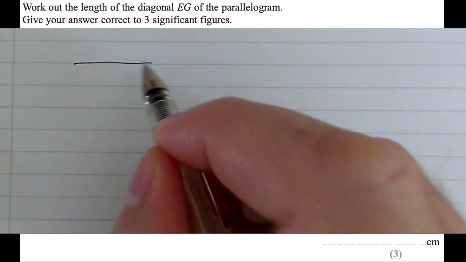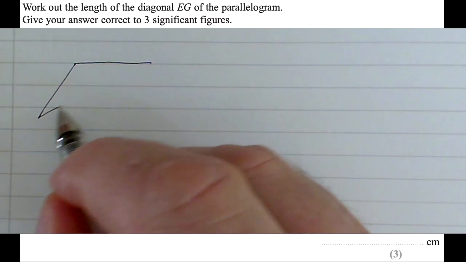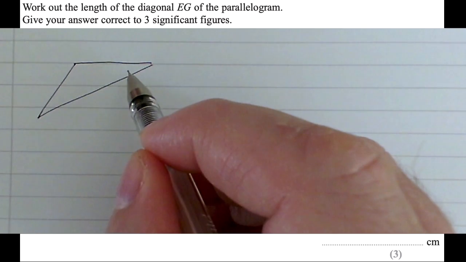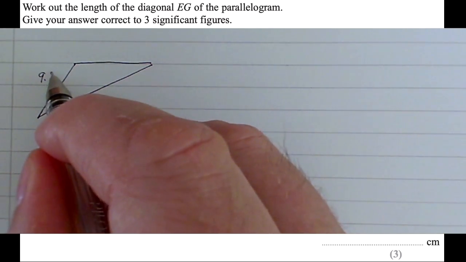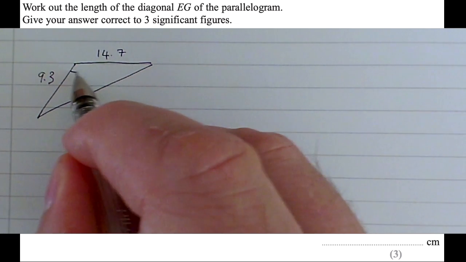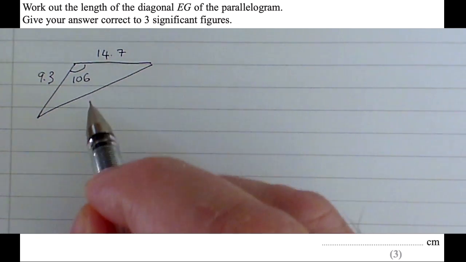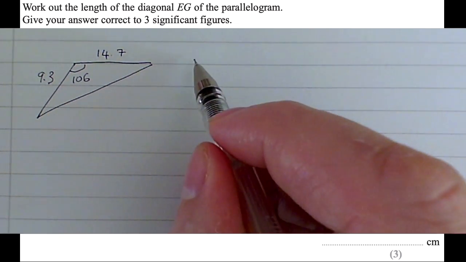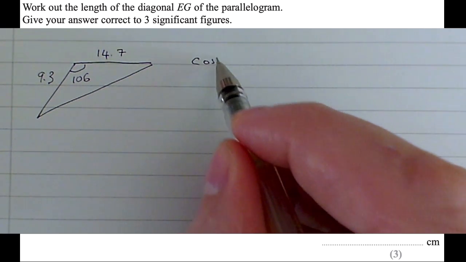Right, so now we've got to find the length of the diagonal from E to G, and if we think about that, in actual fact, this looks like an application of the cosine rule. So if I draw what I've been given, I've got a side length, an angle in between, another side length I've been given. This is classic cosine rule. Okay, so I'm going to remind myself what the rule is.